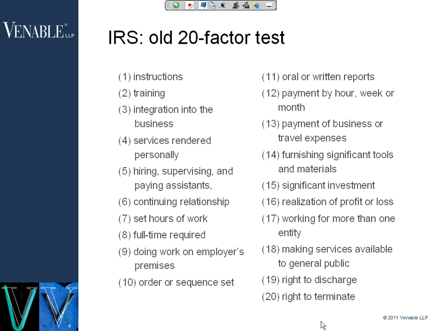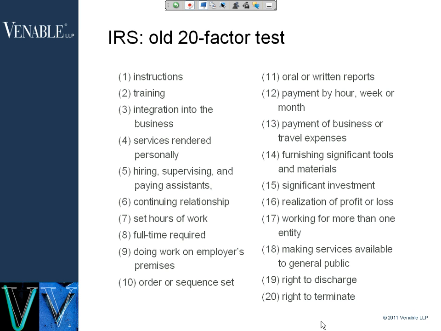I say it's an old test the IRS uses, but I do still see it referred to all the time. Sometimes practitioners aren't aware that the 20-factor test isn't official anymore, but even the IRS still uses it. I just want to point it out to you because it makes a handy cheat sheet. Later on, we'll show you another one we have, but it breaks out I think we've talked about just about all these factors, and I won't read them all to you now.